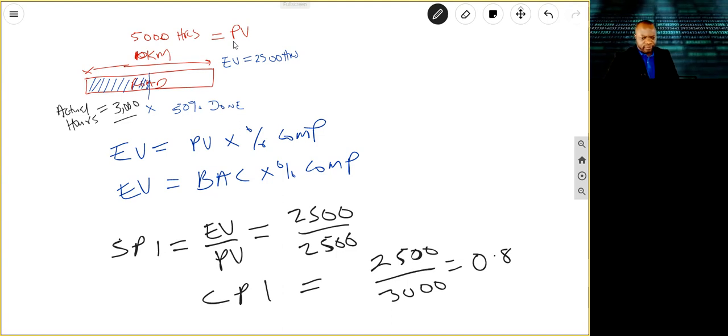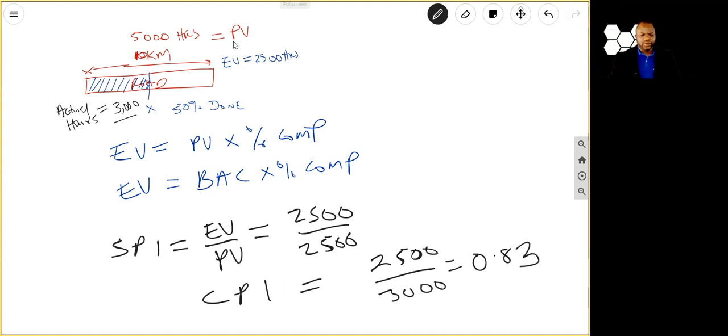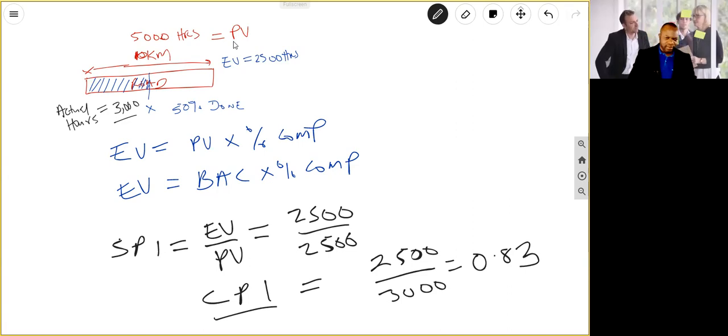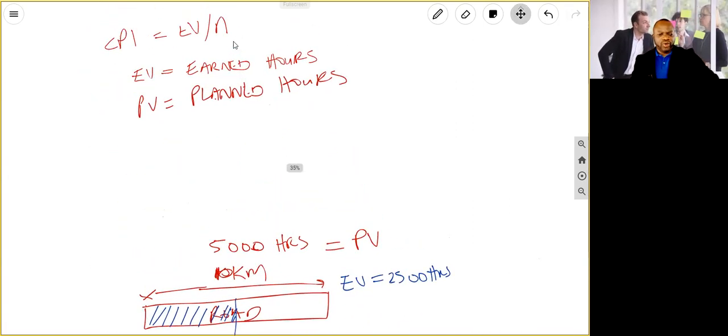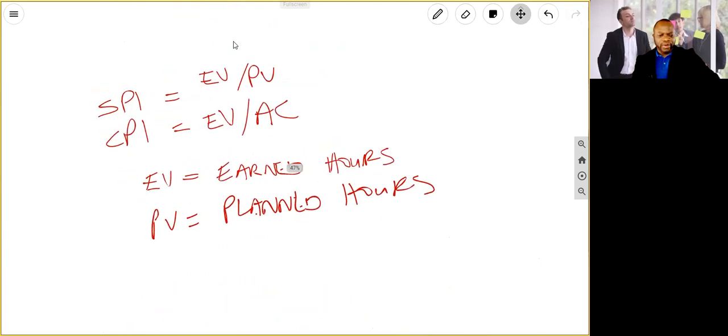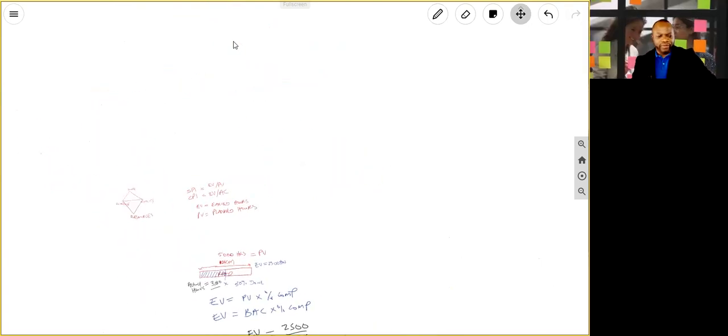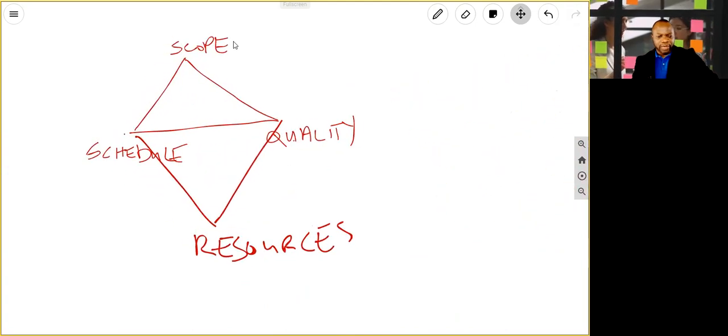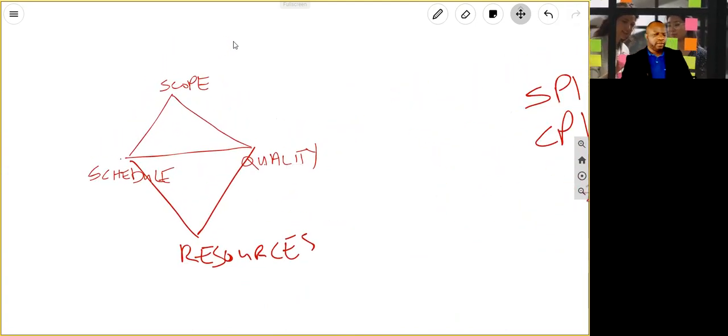0.83, I believe. So you have 0.83. This shows you your cost performance. You did not even need the dollars to do it. So all of these are a string of thoughts for you as far as how do you effectively manage a project when you do not have the budget.